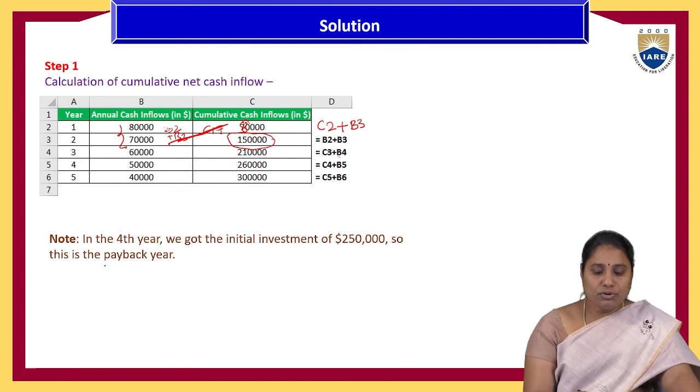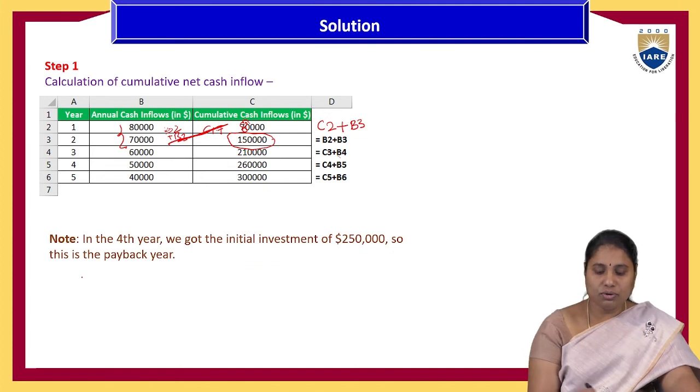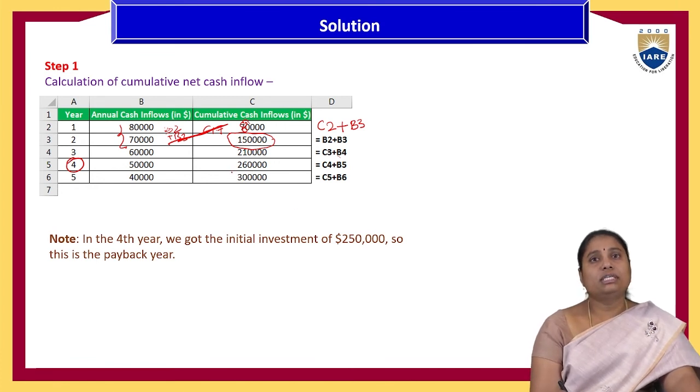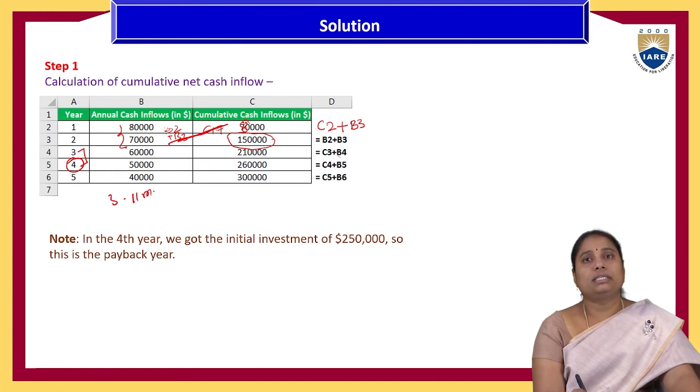Now note this, in the fourth year we have got back the initial investment of 2,50,000. So in this fourth year we are going to get back this 2,50,000 amount, which means the payback period will be between 3 to 4 years, that is 3 years and 11 months, etc.